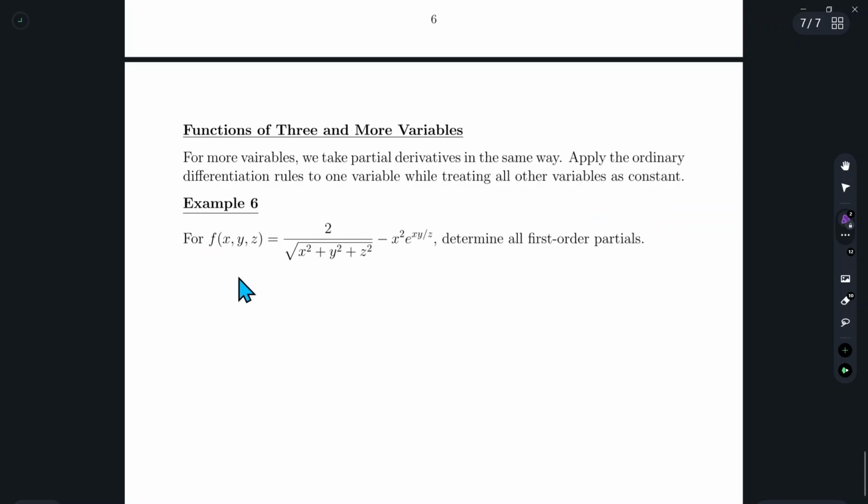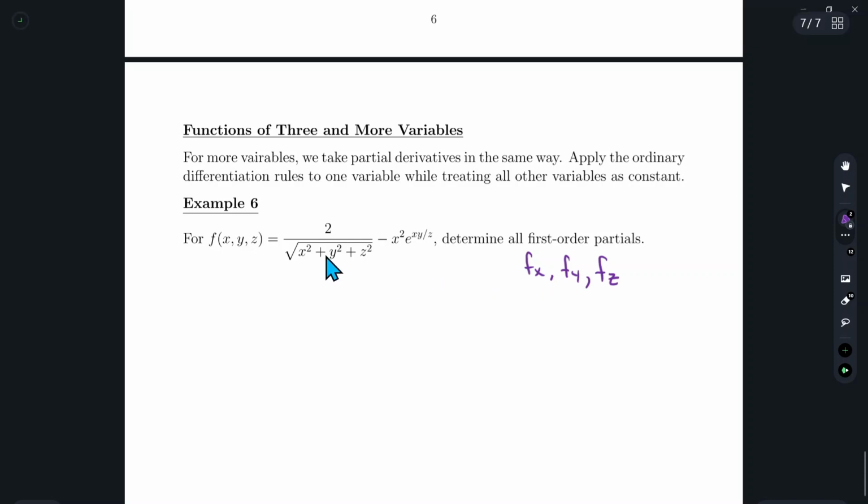So for example, let's take a look at this example here, where we're asked to find all the first order partial derivatives. So we have three variables, x, y, and z. That means we want to find fx, fy, and fz.